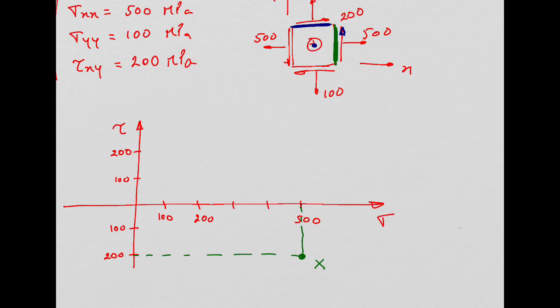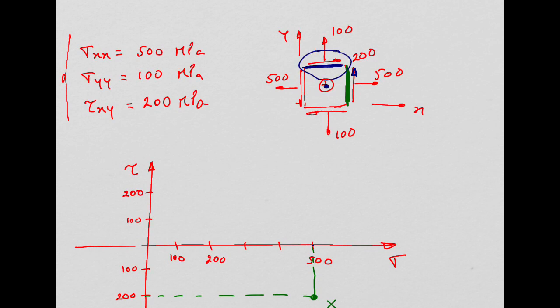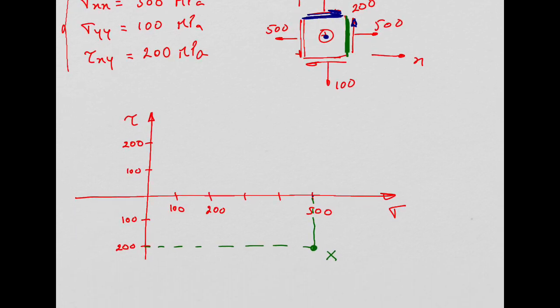And then what do I need? Well, I need to go now to the other shear plane, the one in blue. This one in blue here, which stress components do I have there? Well, I have sigma y of 100 and the shear stress, which, if I do the same thing, if I put myself in the center of that square, that shear stress in blue will tend to rotate clockwise. So it goes in the positive tau axis. So in blue, 200, the direct stress is 100. I will call this my point y, okay?